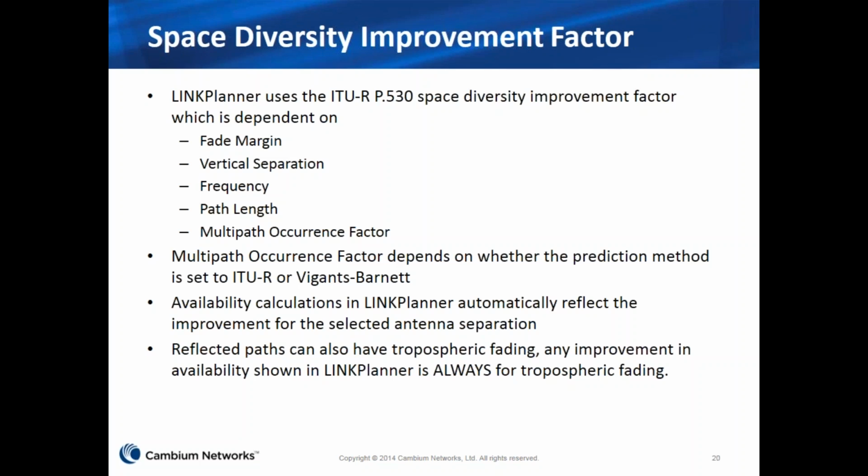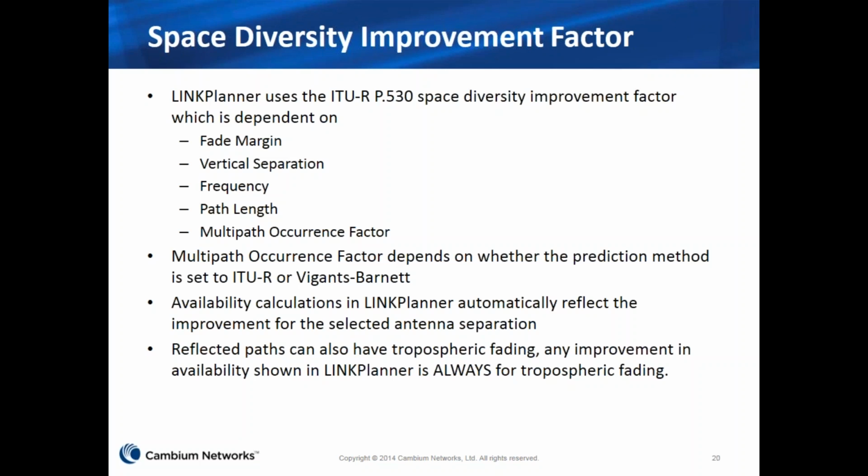Once a link's configured for spatial diversity, LINKPlanner will automatically run the improvement calculations and incorporate these into the predicted availability. Even if you've added diversity to protect against reflections, you may still see some improvement in the availability. But this is not based on an improvement for the reflection. It's because there's also some protection added against tropospheric fading.